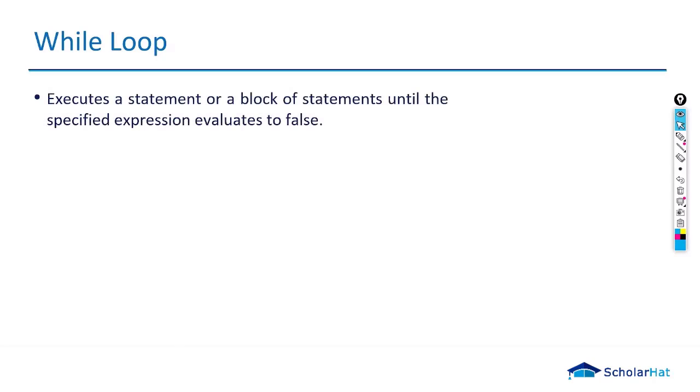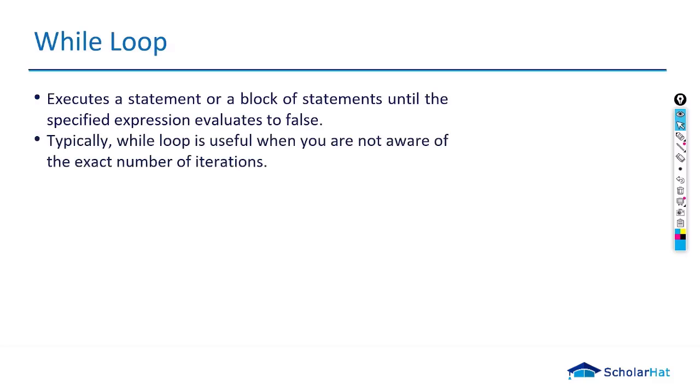So our next topic is while loop. After studying for loop, we're going to do while loop. A while loop executes a statement or a block of statements until the specified expression evaluates to false. Typically, a while loop is useful when you are not aware of the exact number of iterations you need to do.